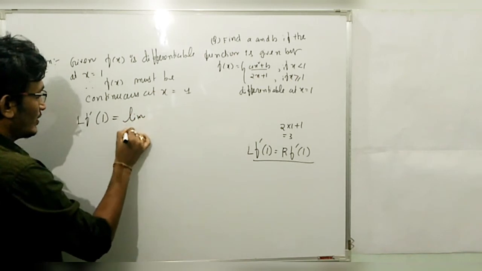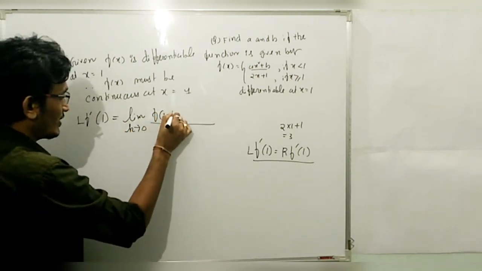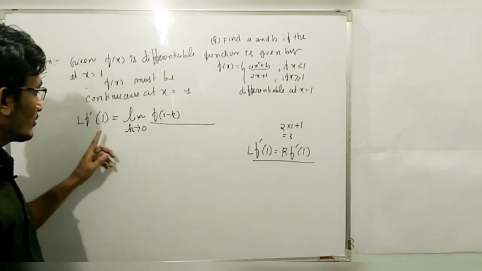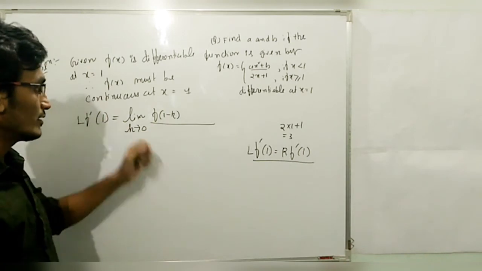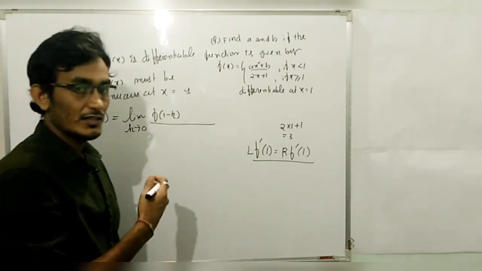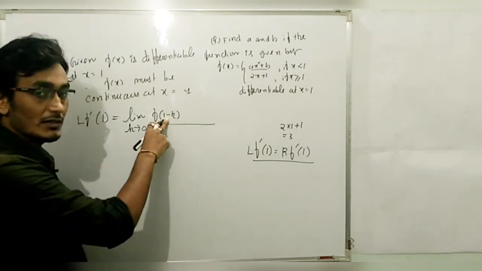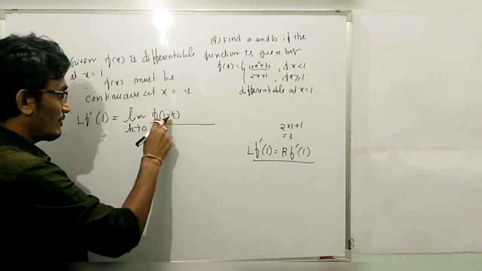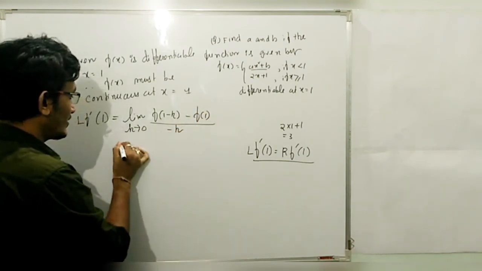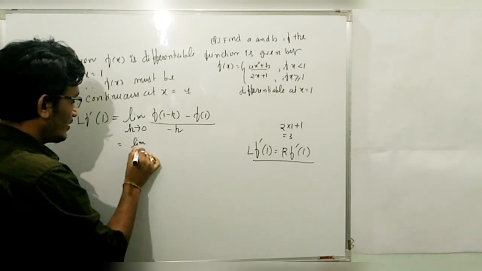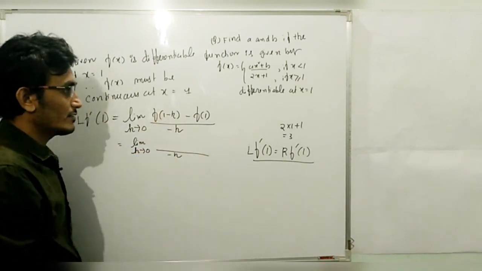So limit h tends to 0 f(1 minus h). So why is it 1 minus h? Because we are finding the left hand derivative. That means we are approaching 1 from the left hand side. That means we need to take the values of x which are less than 1. That's why it becomes 1 minus h. So it becomes f(1 minus h) minus f(1), divided by minus h, limit h tends to 0.